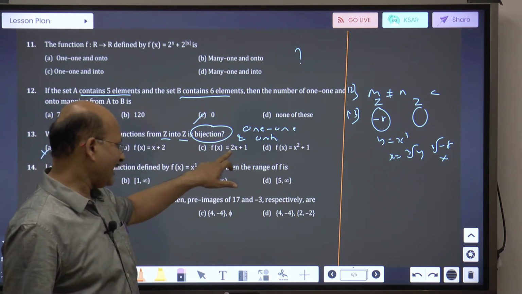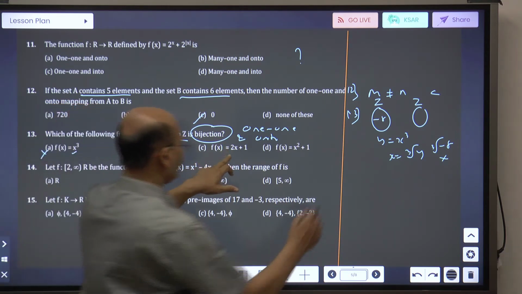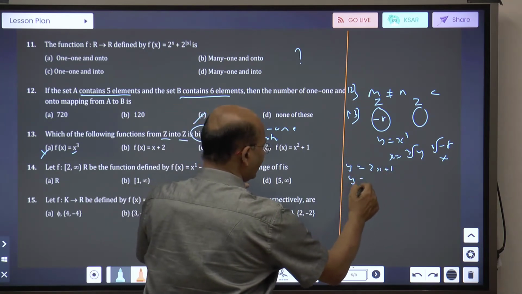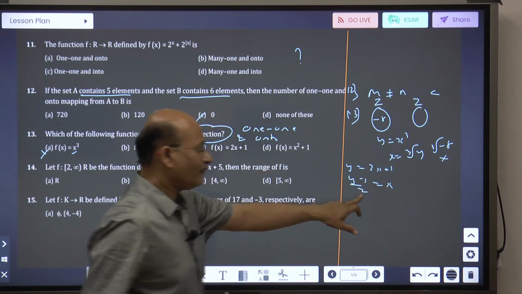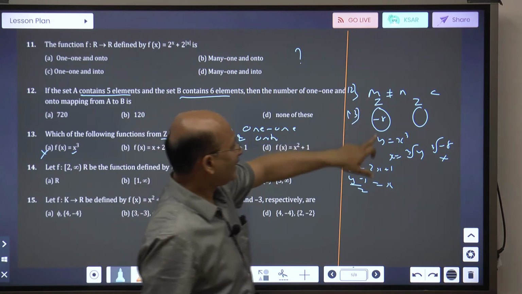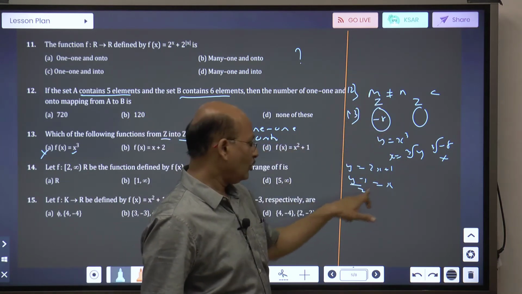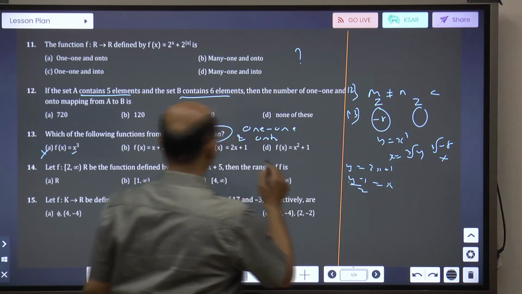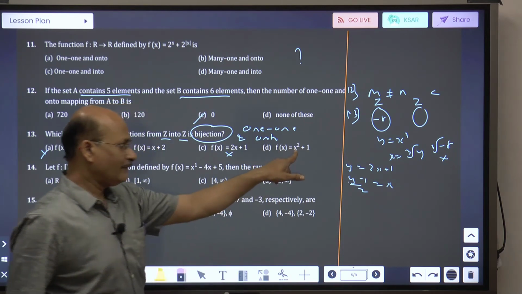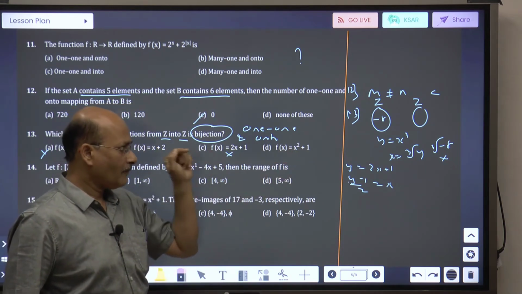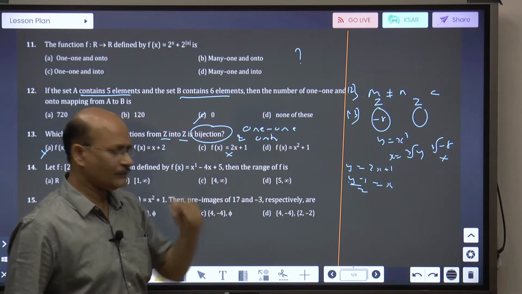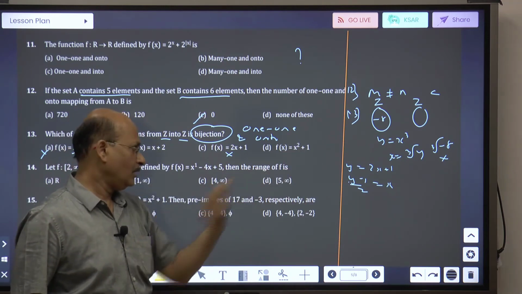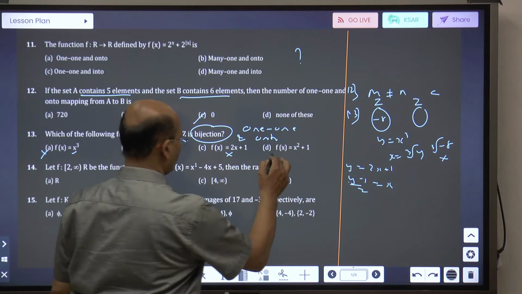It can be one-one, but for onto, what I said, y is equal to 2x plus 1. So write x in terms of y. So y minus 1 upon 2 will be equal to x. That means you will get a fractional answer for the value of x. But as x is only integers, not fractions, x cannot be a fraction if y takes some numbers. That means this is also not possible. Onto is definitely not there, so this is also not the case.